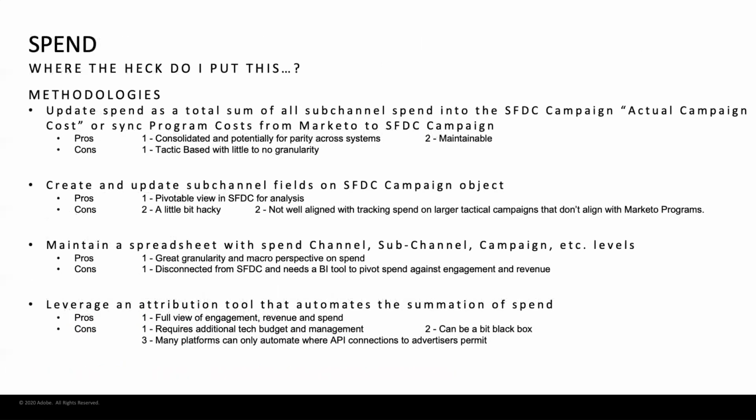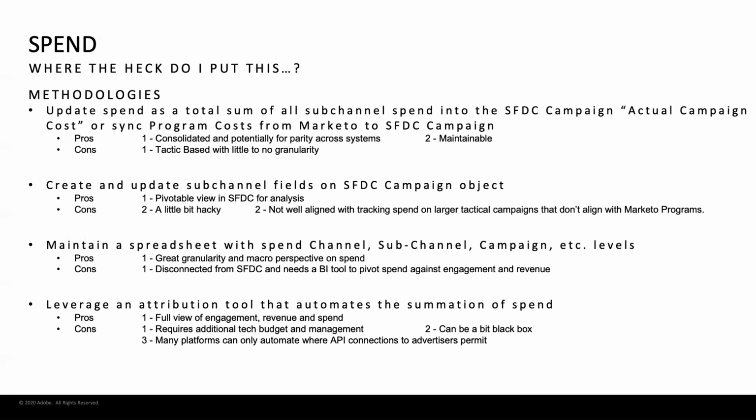So let's tackle probably the most difficult of the bunch first, spend. Where the heck do you put it? There's a couple of different methodologies. First and foremost, I've seen people put just the total sum of all spend onto the SFDC campaign, into that actual campaign cost, or pull it over from Marketo. It is a consolidated value. It's easily maintainable because it's just a single field.